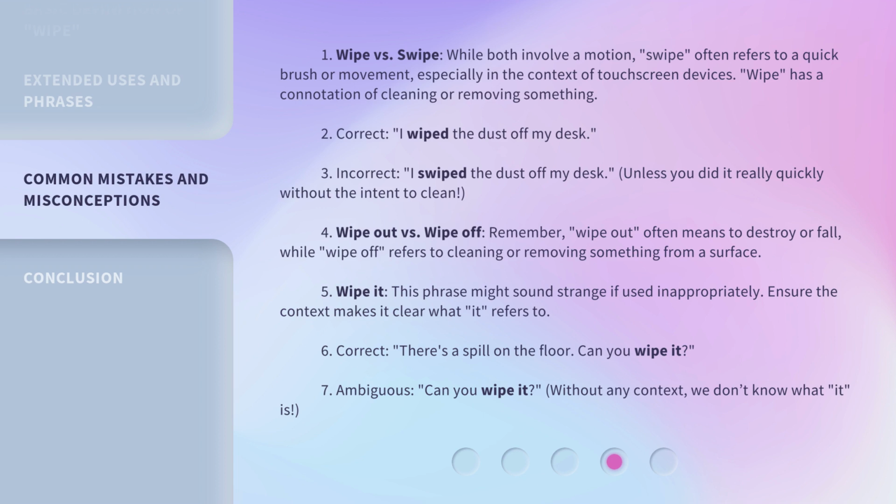6. Correct. There's a spill on the floor. Can you wipe it? 7. Ambiguous. Can you wipe it? Without any context, we don't know what it is.